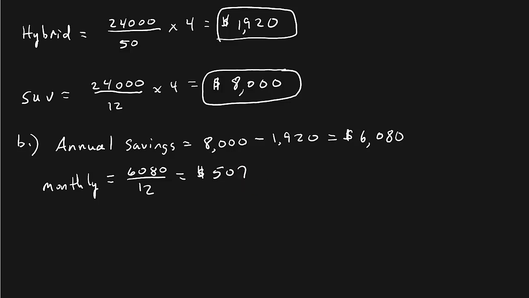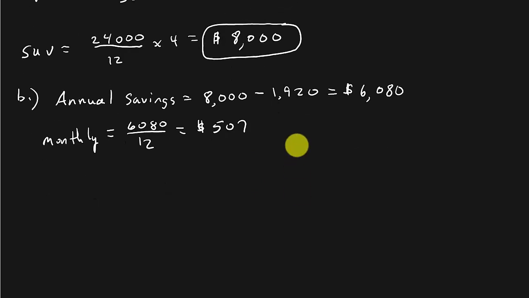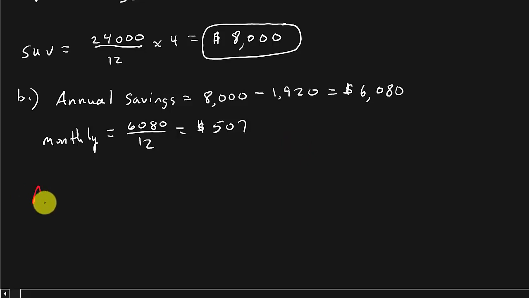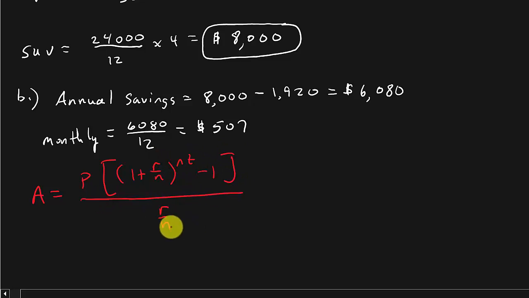The first thing I want to do is write down the formula for an annuity, and hopefully it will refresh your memory. That's going to be 1 plus R over N, to the NT, minus 1, all divided by R over N. Pause the video and see if you can work it. Plug everything in.